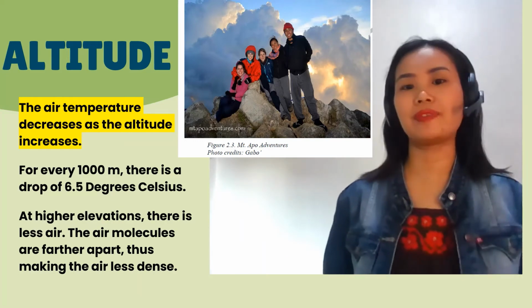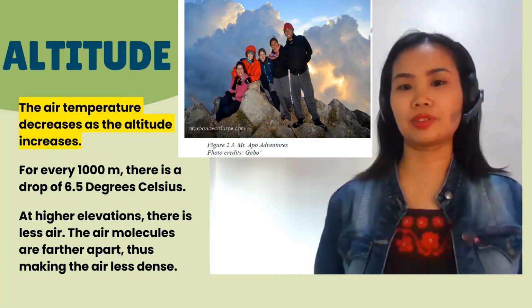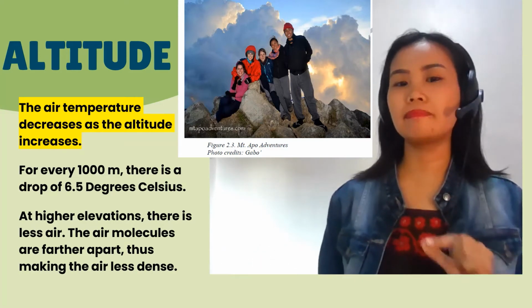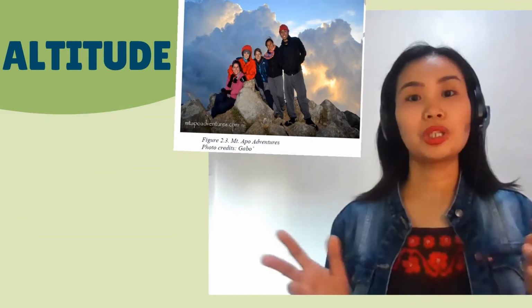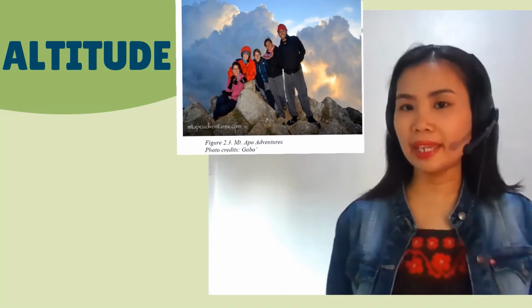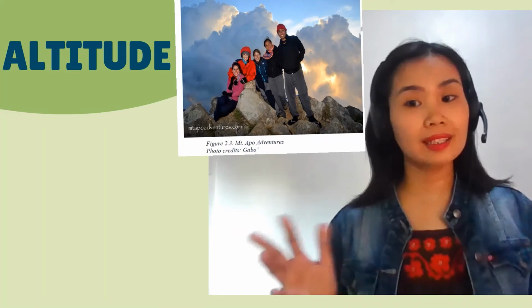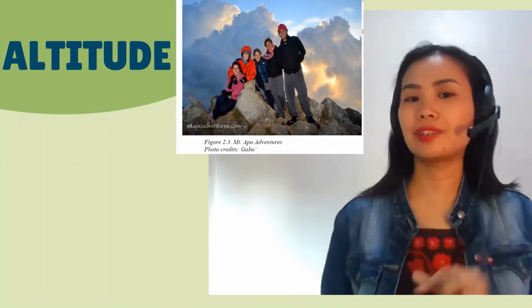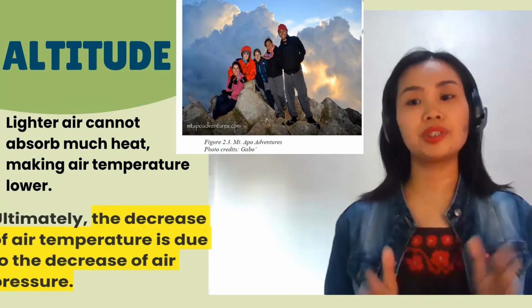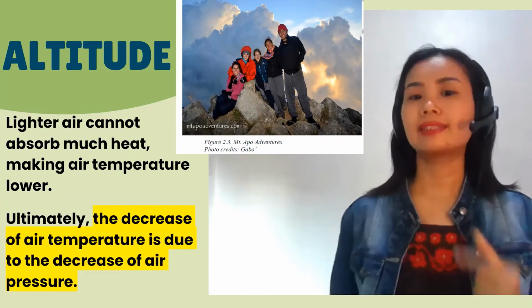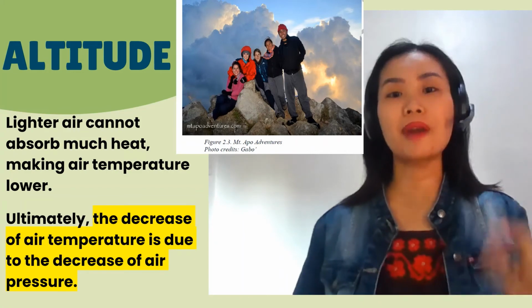At higher elevations, there is less air. The air molecules are farther apart, thus making the air less dense. Do you think the altitude of the place might affect the climate? How does altitude affect climate? Lighter air cannot absorb much heat, making air temperature lower. Ultimately, the decrease of air temperature is due to the decrease of air pressure.